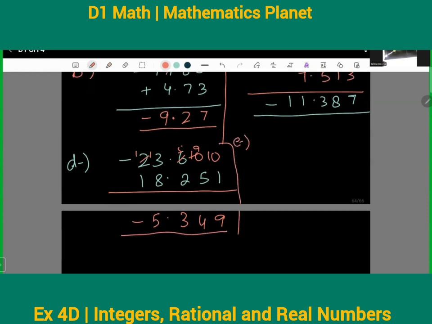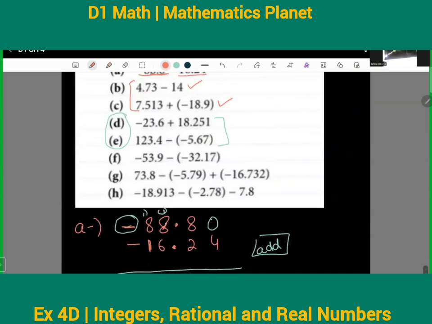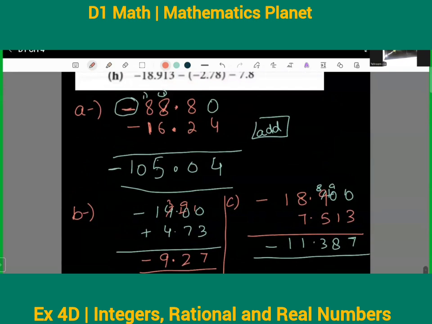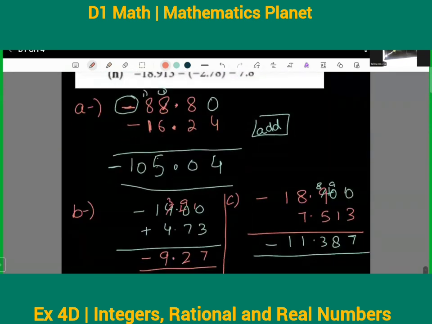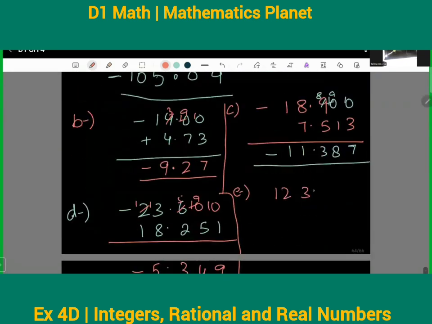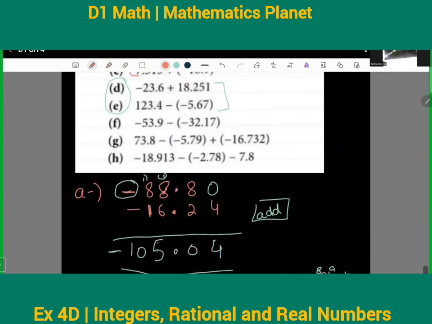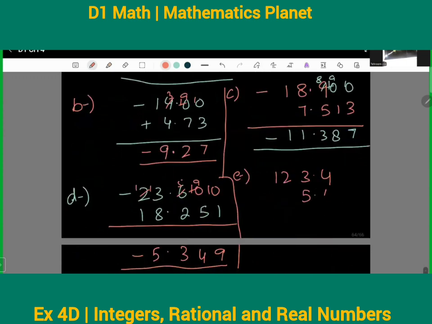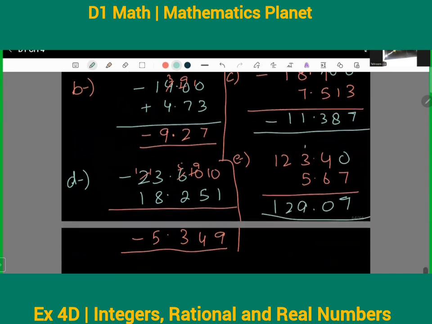E part. 123.4 minus minus 5.67. You can see here minus minus is going to be plus. So it will be plus 5.67. So extra places are going to get zeros. So 129.07 is our correct answer.